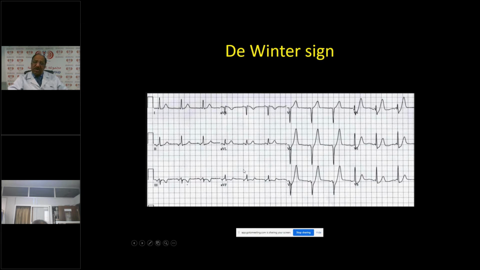Now, this is considered a STEMI equivalent because most of these patients develop STEMI when you take an ECG later, and should be taken up for immediate reperfusion.